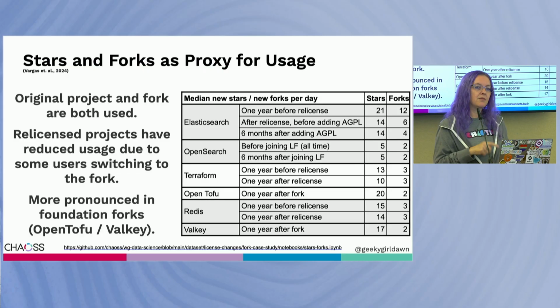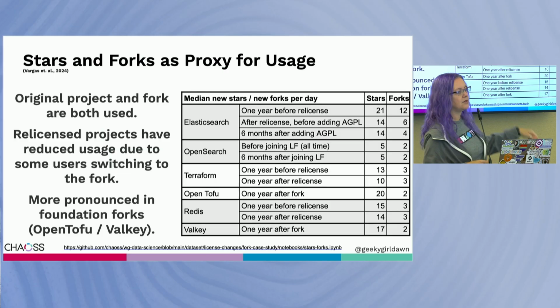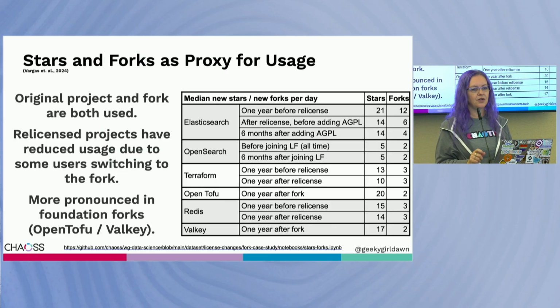And when comparing the relicensed project with its hard fork, in all cases, the hard forks had fewer new GitHub forks compared to the original project. OpenSearch had fewer new stars than Elasticsearch, but the other hard forks that were started under foundations actually have more new stars than the original relicensed projects. So this data, I think it says here, it's median new stars and forks per day. So new stars and forks per day is the numbers we're looking at.